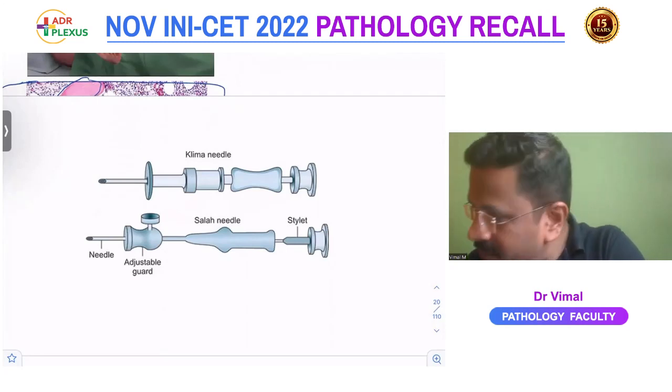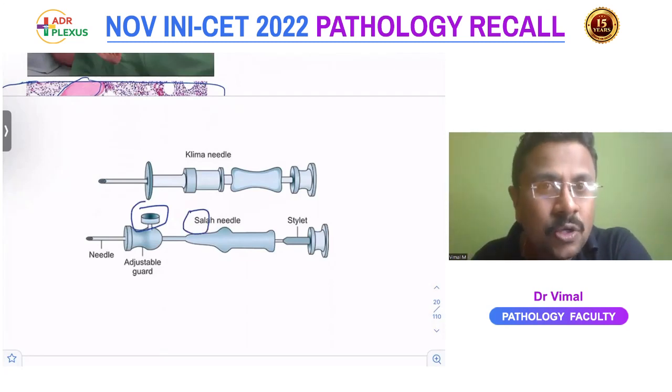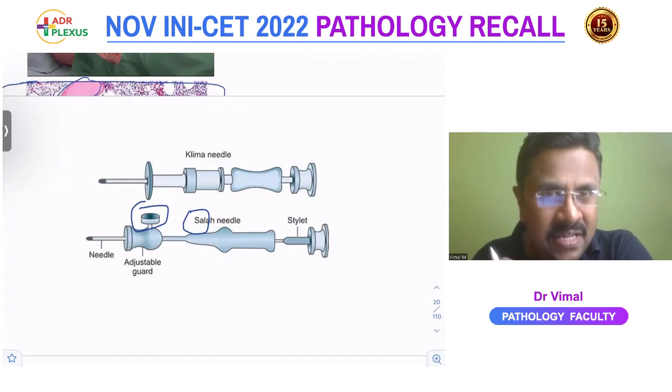But that adjustable screw, if it is there, it is a case of a Sala needle. So Sala needle will have a screw. So you can remember S for S. So Sala needle will have a screw.